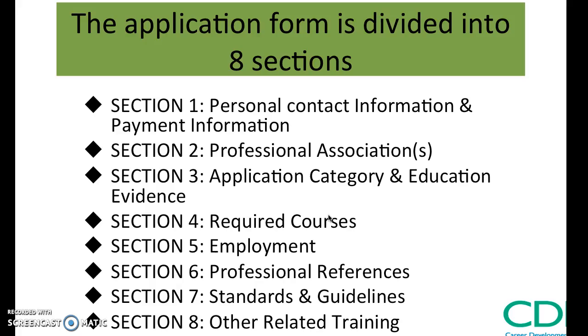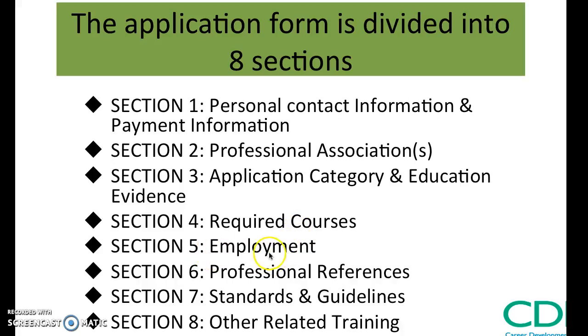The application form is divided into 8 sections. In Section 1, you will fill in your personal contact information and your payment information. In Section 2, you will indicate which professional associations you belong to. In Section 3, you will indicate your application category and provide your education evidence. In Section 4, you will list where and when you completed the courses that are required for certification.